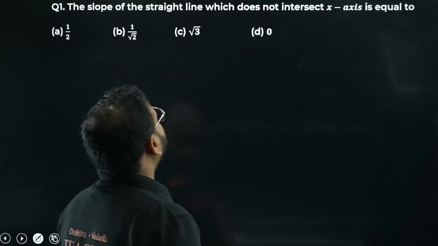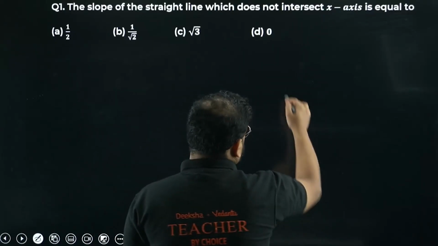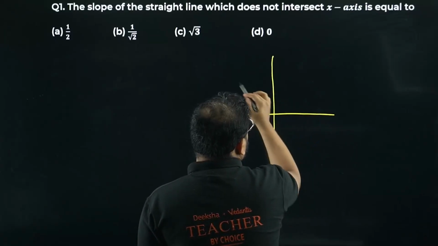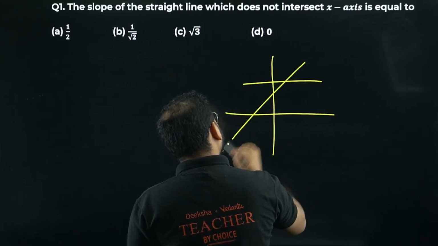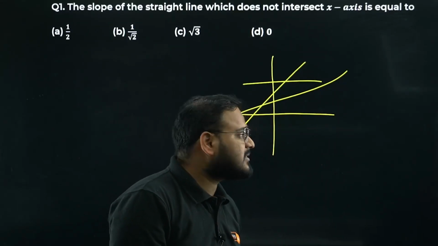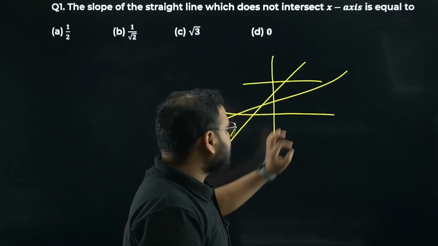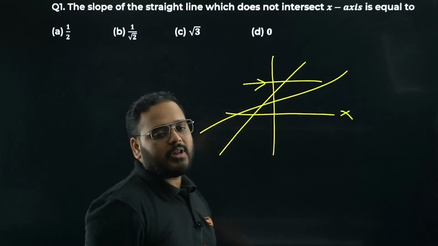Slope of a straight line which does not intersect the x-axis is equal to. A straight line does not intersect the x-axis. Basically, it is parallel to the x-axis. Because if you take any other line, it will intersect some way, right? So if a line doesn't intersect the x-axis, it means it will be parallel to the x-axis. I'll repeat myself. Won't you all agree? Okay.